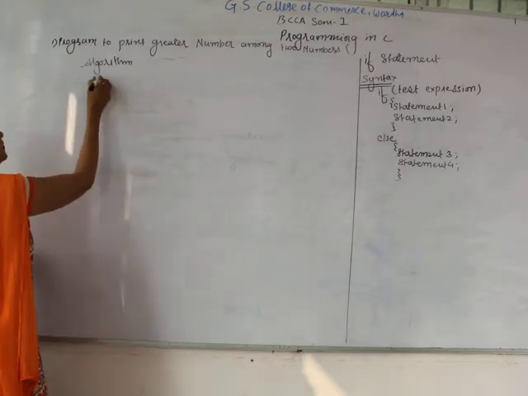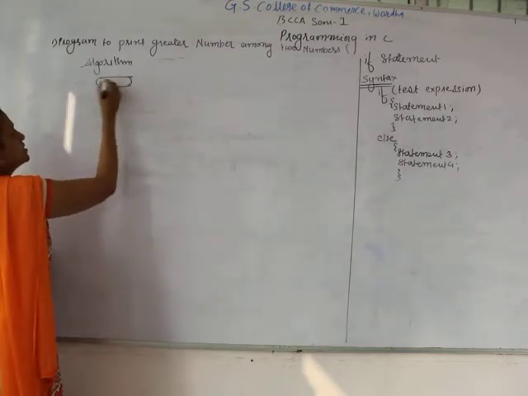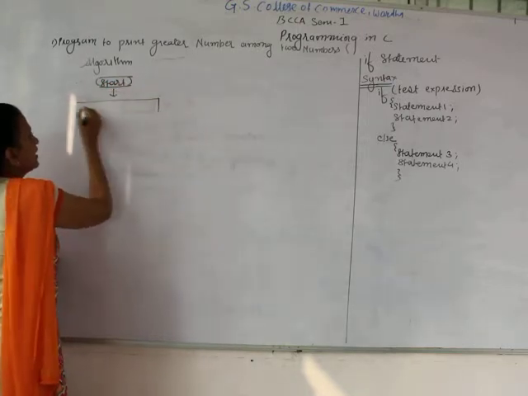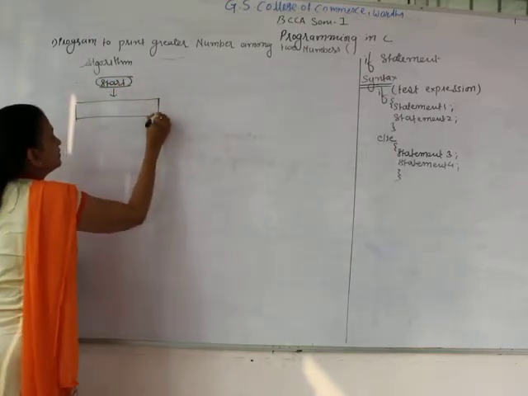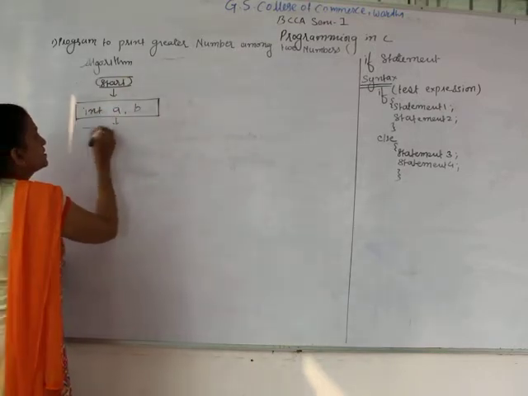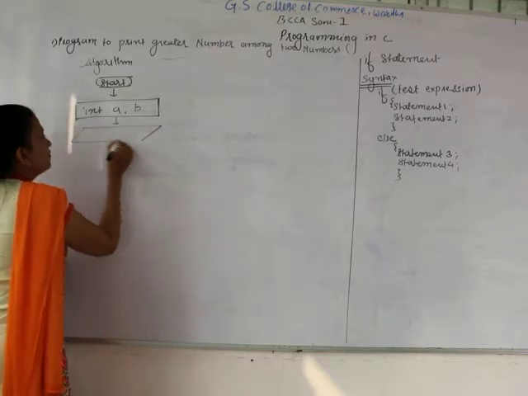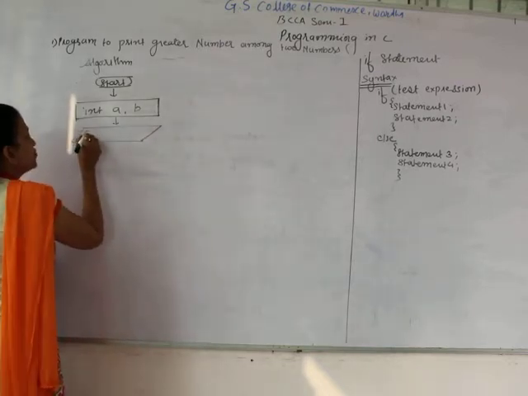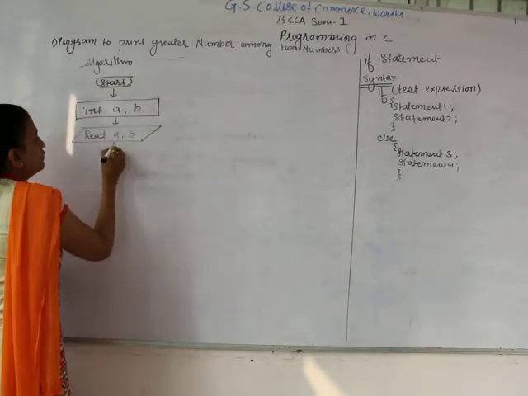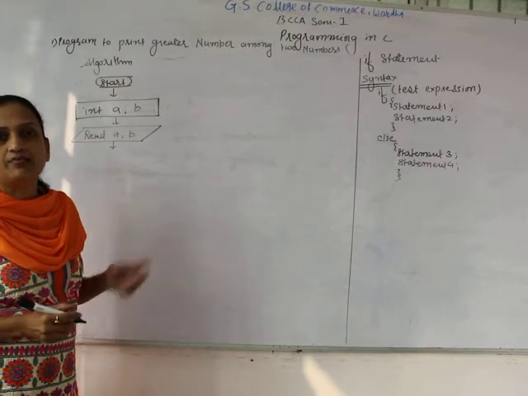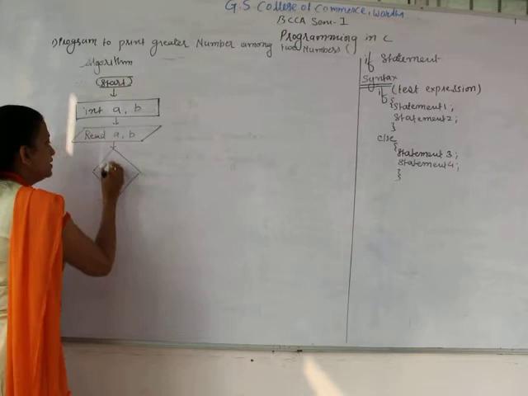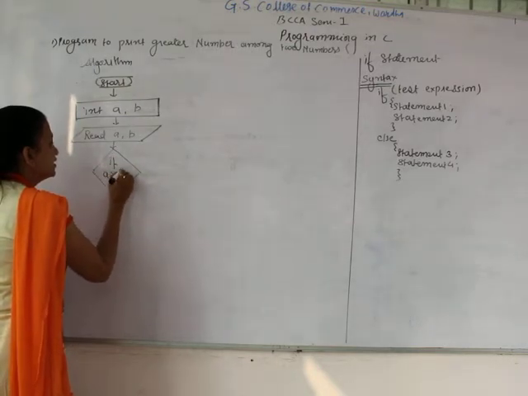First, start. Next, declaration: int a, b. Next, input the value of a and b. You can write read or you can also write input: a, b. Once you have got the values for variables a and b, you need to check these values, that is, if a is greater than b.